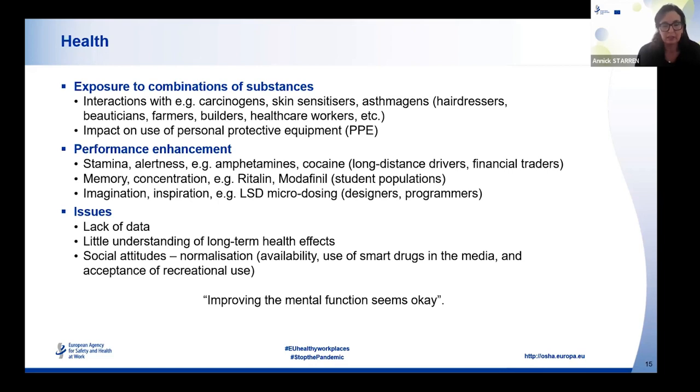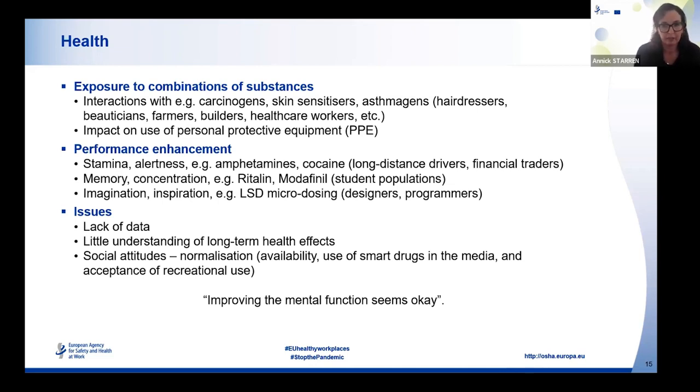And what is the issue here? There's no data. There's really minimal data. There's little understanding of long-term health effects. And then related to social attitudes, you see it's getting more and more normal because you have this availability, you have internet pharmacists, you have the use of smart drugs really seen in the media as if it's really normal. And then the acceptance of recreational use: we can see that when recreational use of drugs is normal, then also the step to drugs in the workplace is seen as more and more normal.